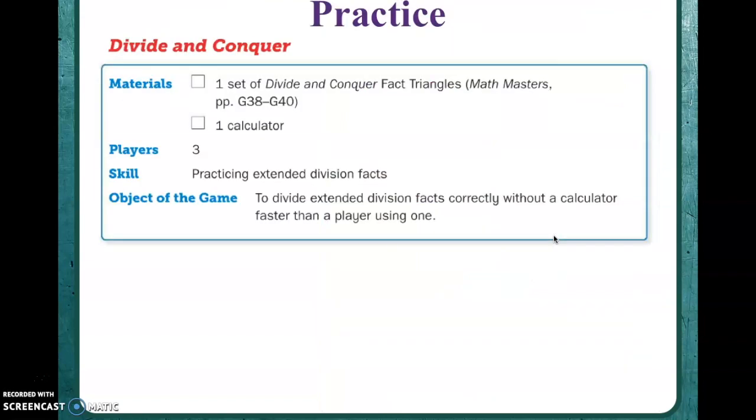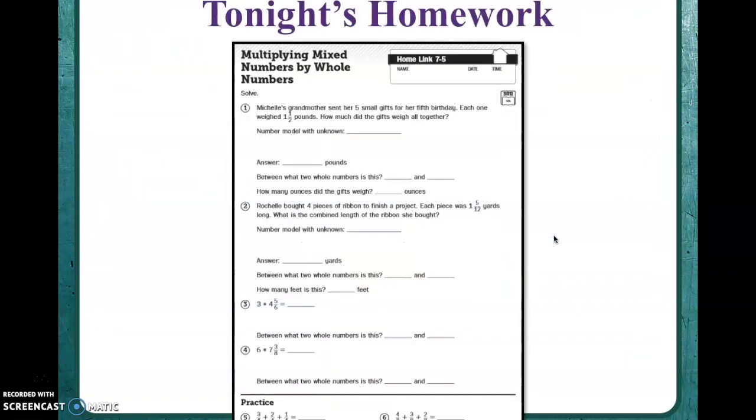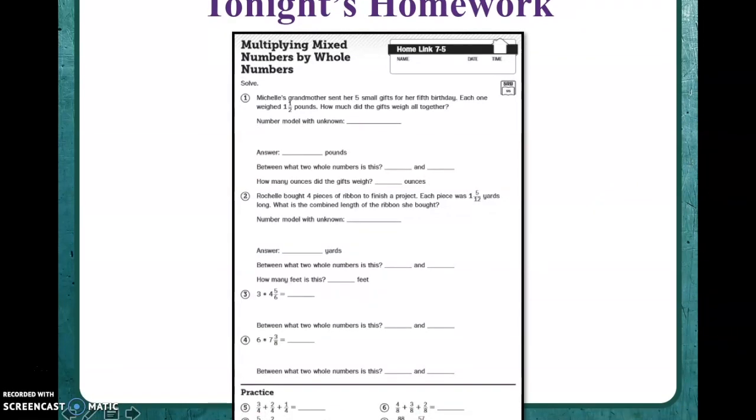Last but not least, we have our homework that you need to post to Seesaw. Please make sure that you complete all of it using the strategies we talked about today. Have fun, enjoy, and check back with your teacher later.